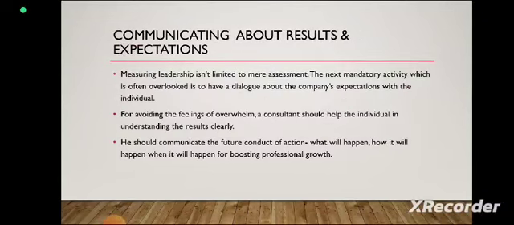So next, the expectation. What they expect from their leader, we can know by having a direct conversation with them. For avoiding feelings of overwhelm, a consultant should help the individual in understanding the results clearly. He should communicate the future course of action, what will happen, how it will happen, when it will happen, for boosting professional growth.